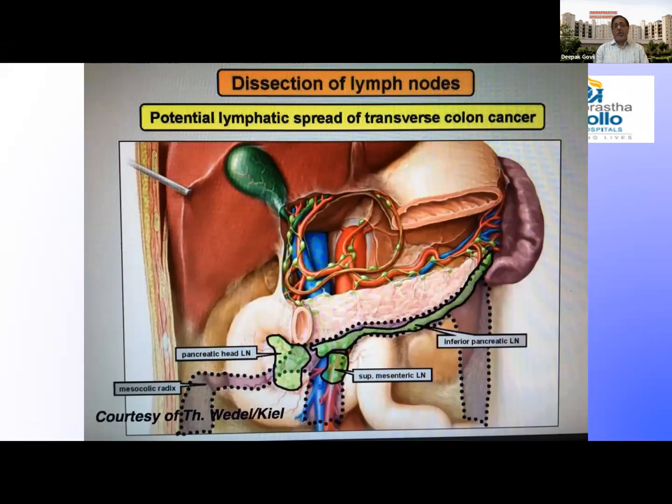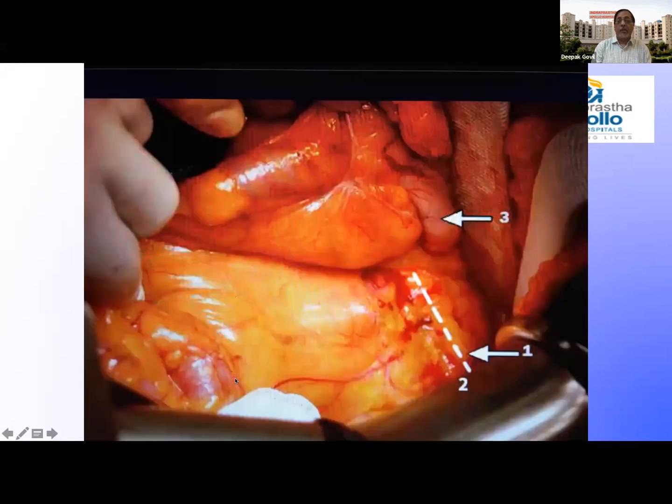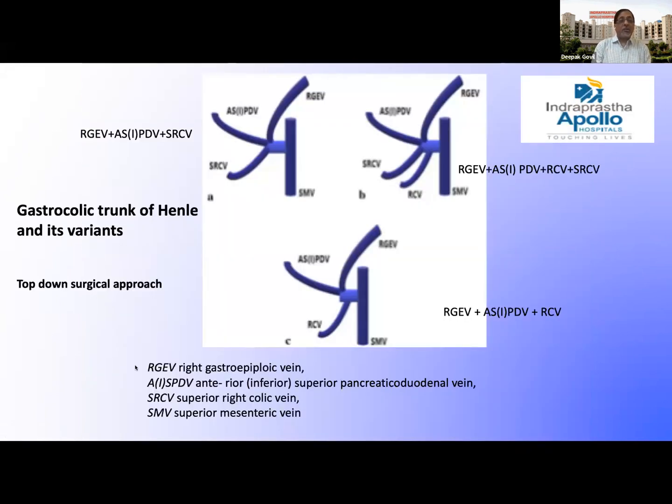For transverse colon lesions, the lymph nodes which need to be excised are significantly more, because if you go to the roots of these vessels, you tend to dissect the subpyloric lymph nodes and the mesocolic lymph nodes near the pancreas and peripancreatic area also. This is again the right gastroepiploic lymph node group, the left epiploic lymph node group, and the pancreatic head lymph node.